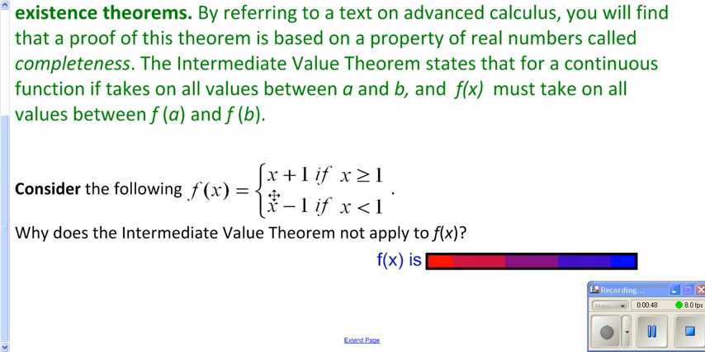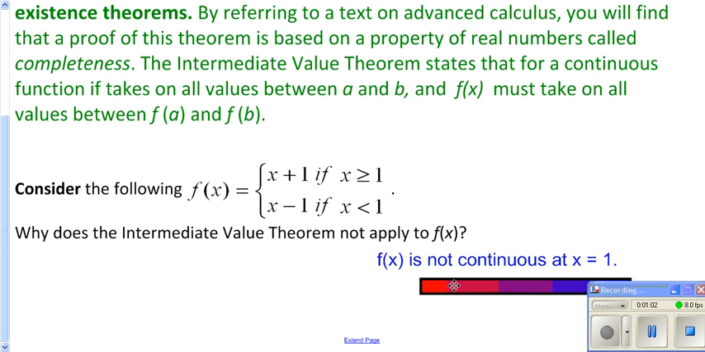Now, here's another example of a function. Why does this not apply to the intermediate value theorem? Well, it does not apply because it's not continuous at x equals 1. When you come in from the right, with numbers slightly greater than 1, you plug in and get 2. Try your limit from the left, with numbers slightly less than 1, you use this one here, and you get 0. Since your one-sided limits are not equal, it's not continuous. So you cannot use the intermediate value theorem unless it's a continuous function.